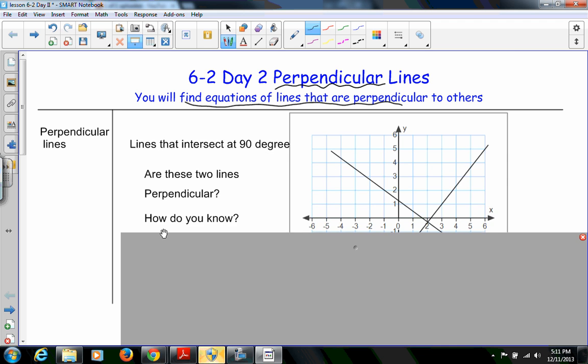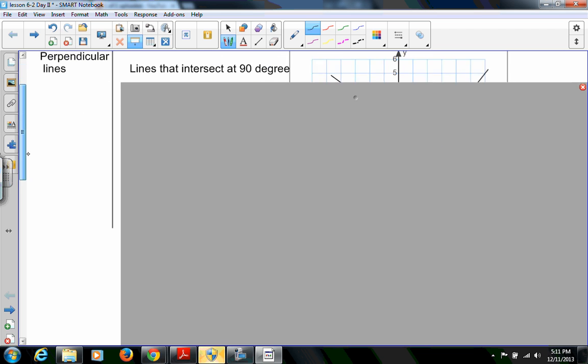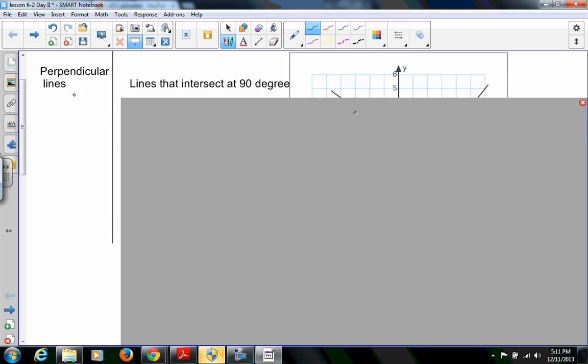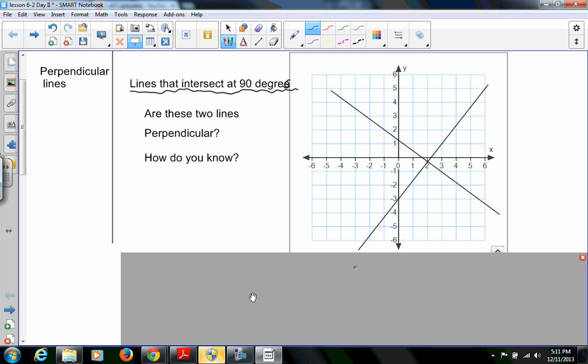Here we go. Kind of the same types of questions we started out with yesterday. Perpendicular lines. Remember, those are lines that intersect at 90 degrees. So if I look at this graph, my questions are the same as what they were yesterday for the parallel lines. Remember, parallel lines, we said, had the same slope. So when we looked at this graph, we said, well, how do we know that these two lines are parallel to each other? We said, well, if we look at the slopes, they're the same, right?